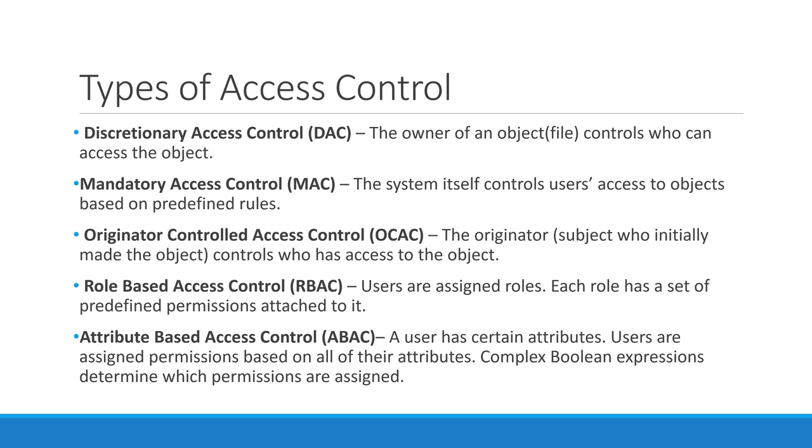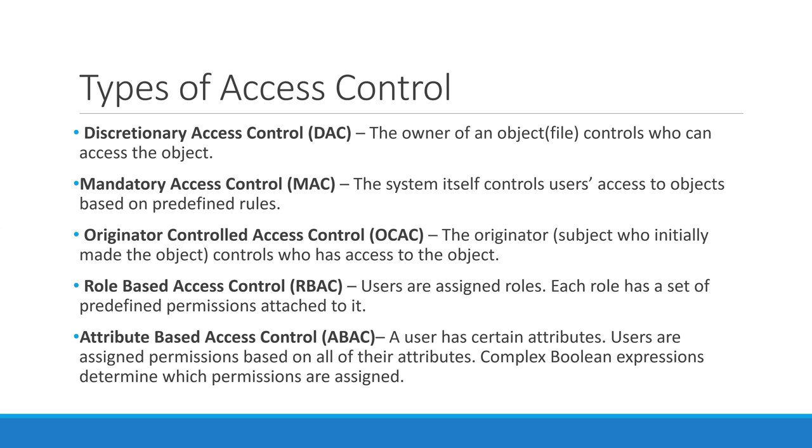And then we also have role-based access control. With this type of access control, users are assigned different roles based on what they need to do in the system. Each role will have a set of predefined permissions attached to it that these users are automatically given in that system.